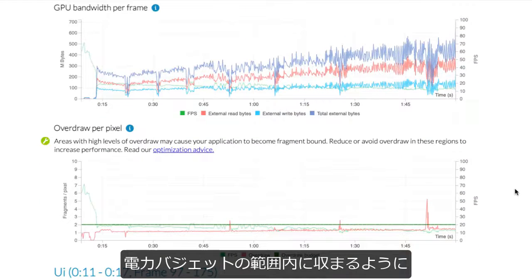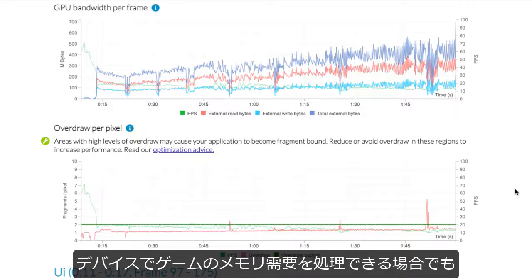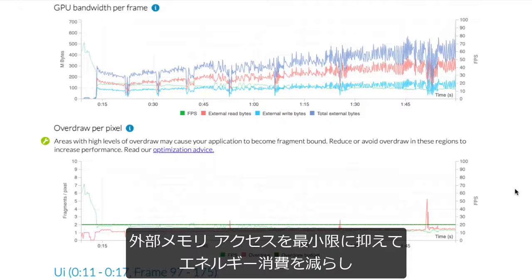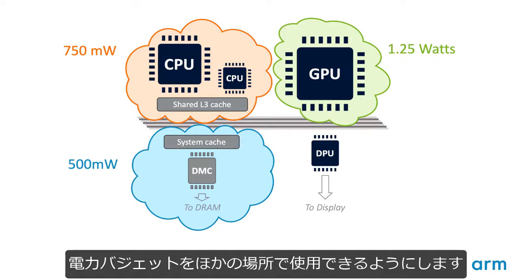To stay within our power budget, we can monitor the distribution of GPU bandwidth and the breakdown between external reads and writes. Even if the device can handle the memory demands of the game, we must try to minimise external memory accesses to reduce energy consumption, freeing up power budget for use elsewhere.